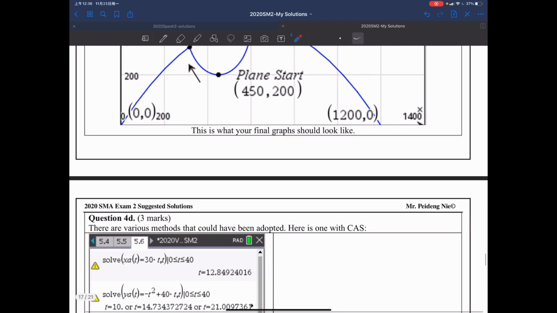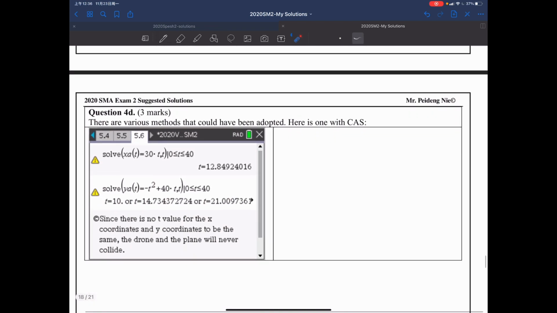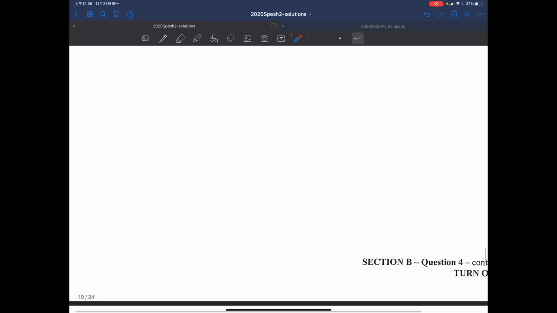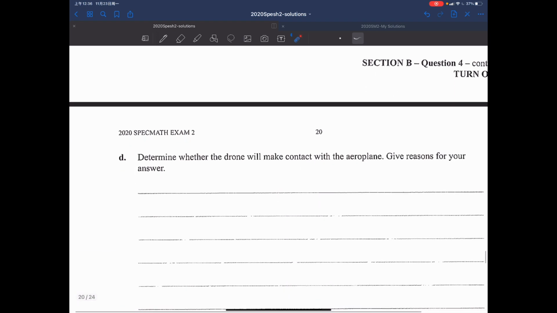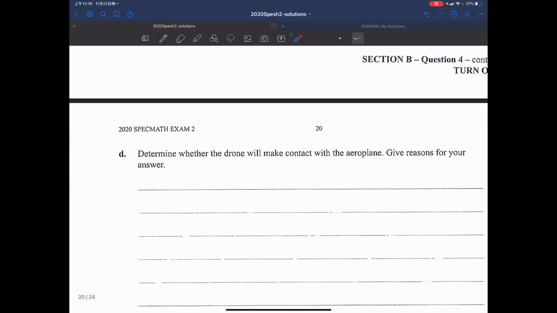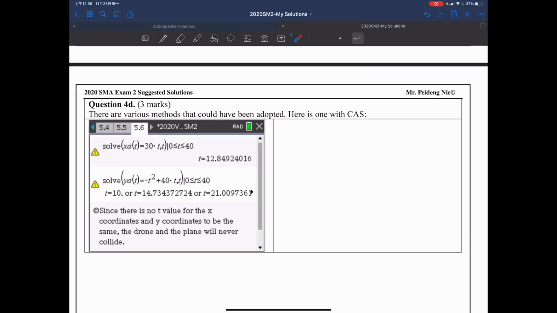Okay, so last part. We need to justify and determine whether the drone will make contact with the aeroplane. This is typically the collision problem in vector calculus. So the idea is you equate your x component of the aeroplane with 30t, which is the drone's x component, and solve that equation. This is important because the common domain is 0 to 40. You need to specify that.